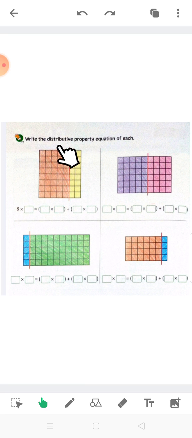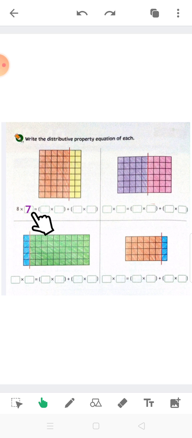Here we have: write the distributive property equation of each. Okay, first of all, 8 by what? I will write the whole figure with both orange and yellow. Okay, how many rows do we have? I've got 8. Let's see how many columns. This is 1, 2, 3, 4, 5, 6, 7. How many in all? I've got 7.